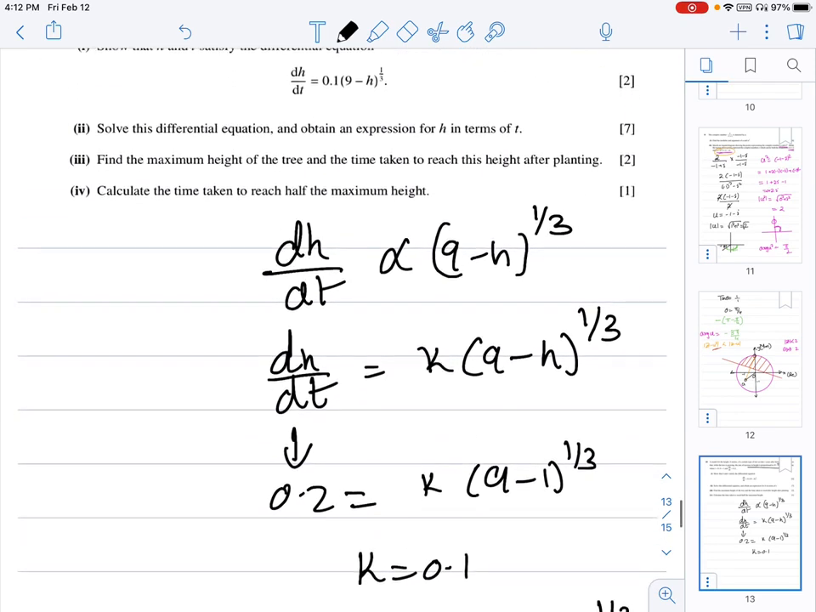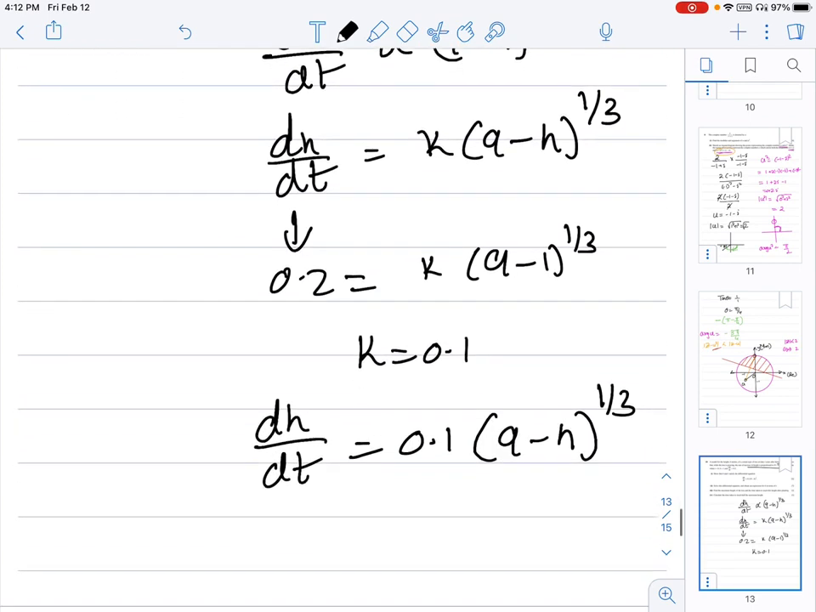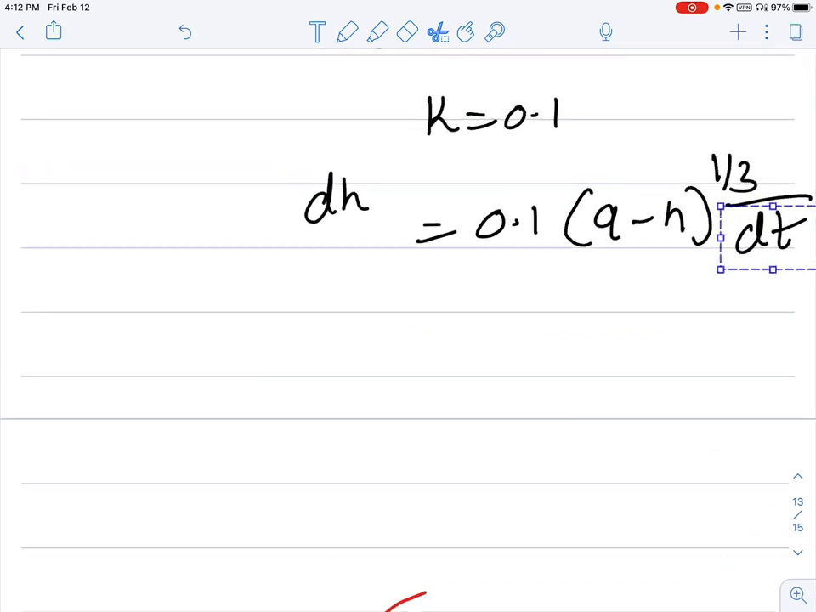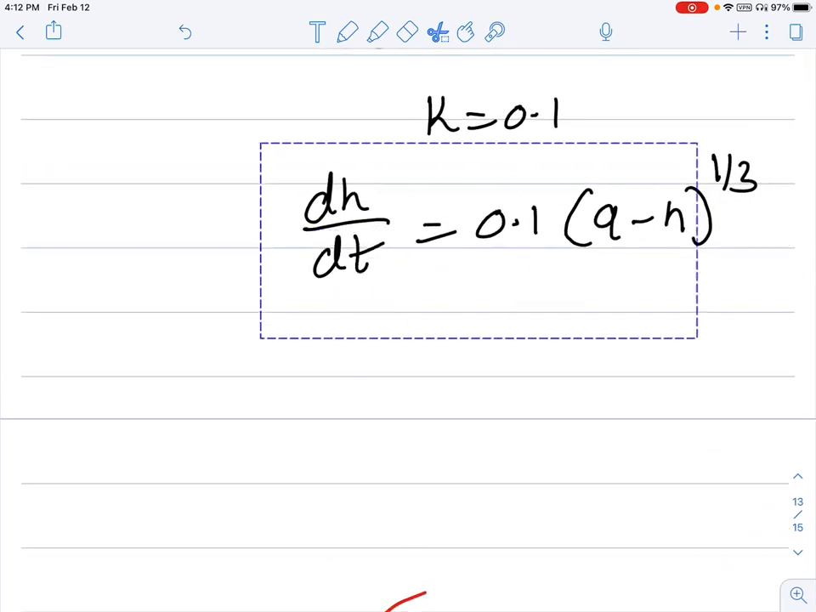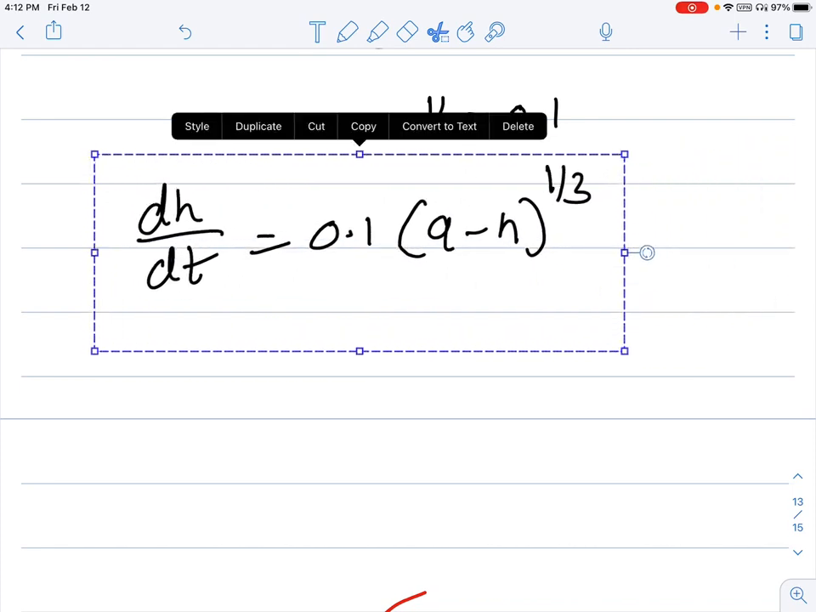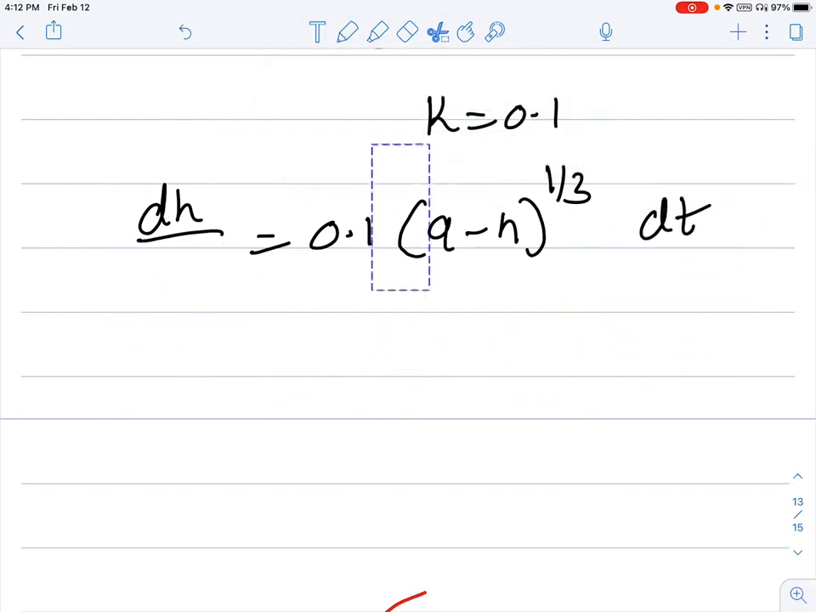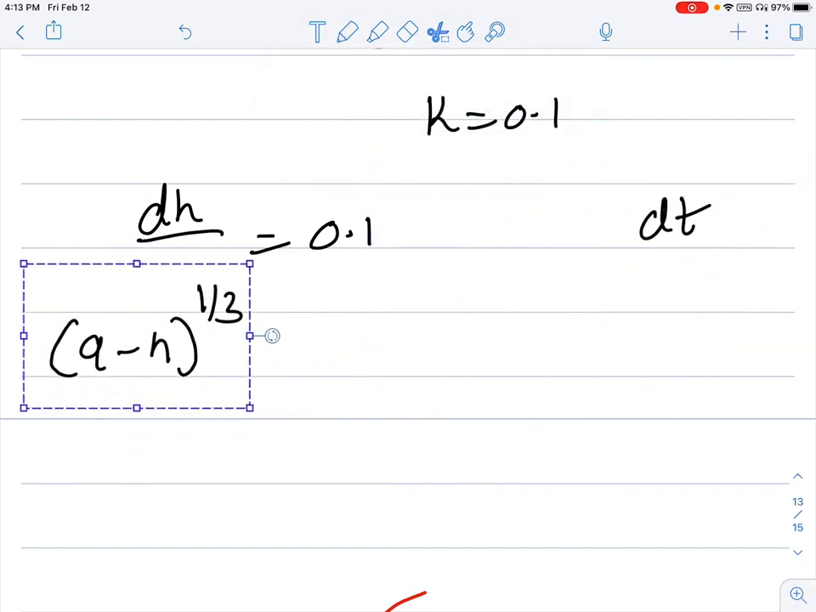Solve this differential equation, a 7 marks question, and express h in terms of t. So what am I going to do? Bring this dt to the other side. First I write it out over here. Bring this dt to the other side and the (9 minus h) to the power 1 upon 3 to this side.